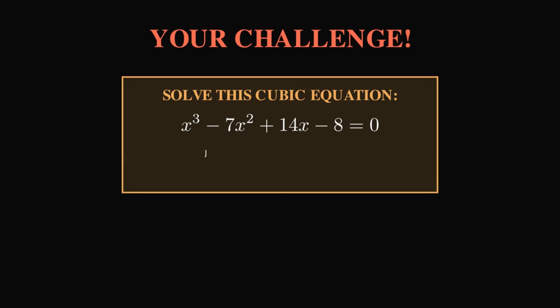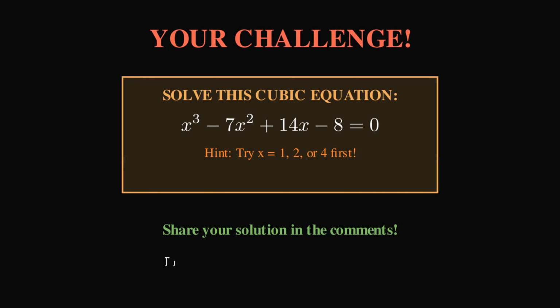Now, here's your challenge. I want you to solve this cubic equation: x cubed minus 7x squared plus 14x minus 8 equals 0. Here's a hint to get you started. Try testing x equals 1, 2, or 4 first using the rational root theorem. Once you find one root, you can factor it out and solve the remaining quadratic.